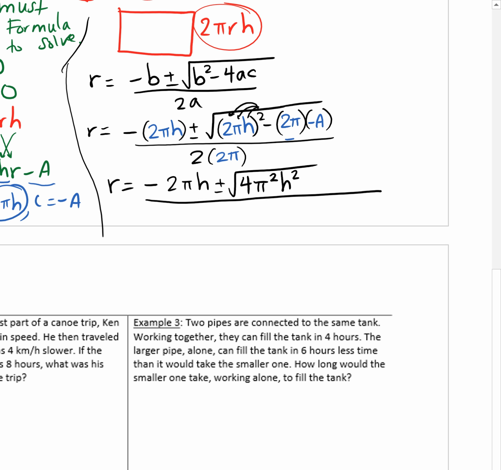And then minus, okay, we got a negative 2 pi. Wait, I forgot the 4. There's a 4 in the formula. Negative 4 times 2 pi, that's negative 8 pi. Negative 8 pi times negative a is positive 8 pi a. And on the bottom we have 2 times 2 pi, that'll be 4 pi.